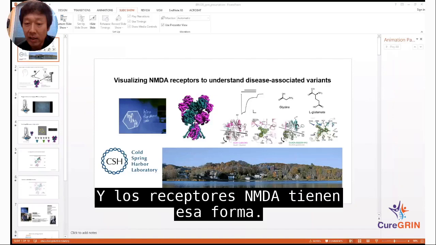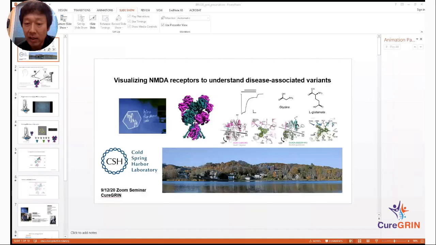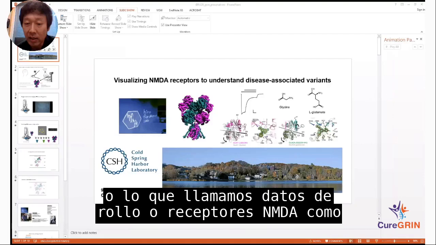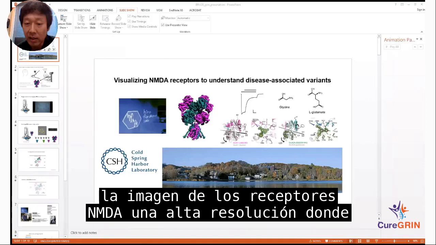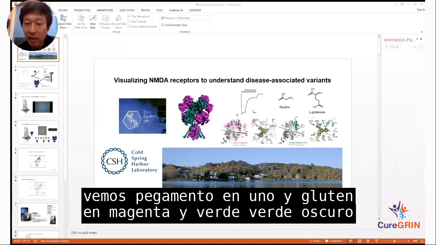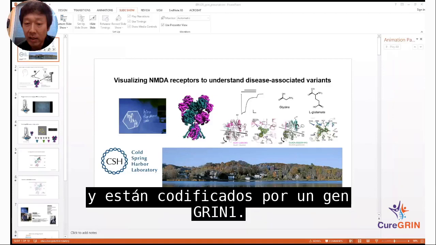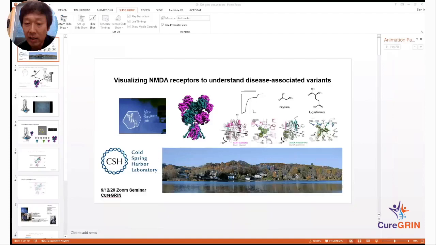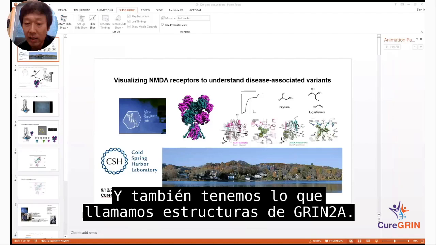And NMDA receptors are shaped like that. This is the representation. It's actually the actual density, or what we call the raw data, for NMDA receptors. So it's the image of NMDA receptors at high resolution, where we see GluN1 and GluN2B in magenta and dark green, and they are encoded by the GRIN1 gene and GRIN2B gene. Okay? And we also have what we call structures of GRIN2A or GluN2A as well.